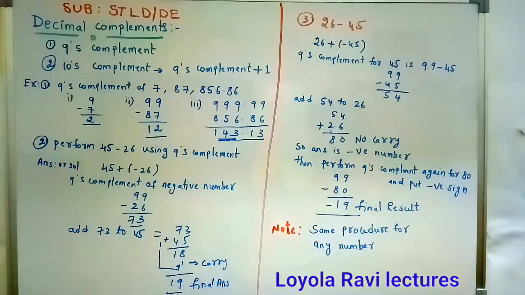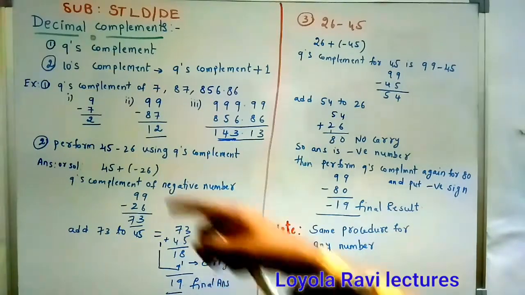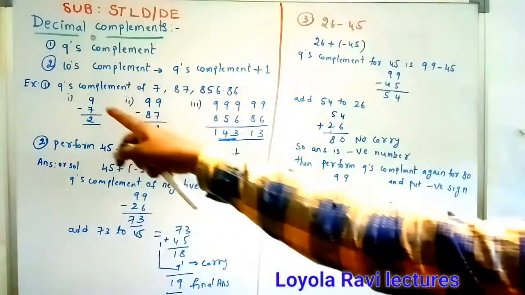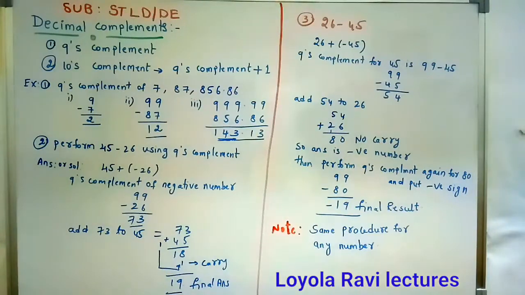Let us go for nines complement. We get the nines complement by subtracting each digit from 9. After finding the nines complement, if you want the tens complement, then add 1 to the nines complement. Okay, first nines complement and tens complement. Then we are performing nines complement with some examples.